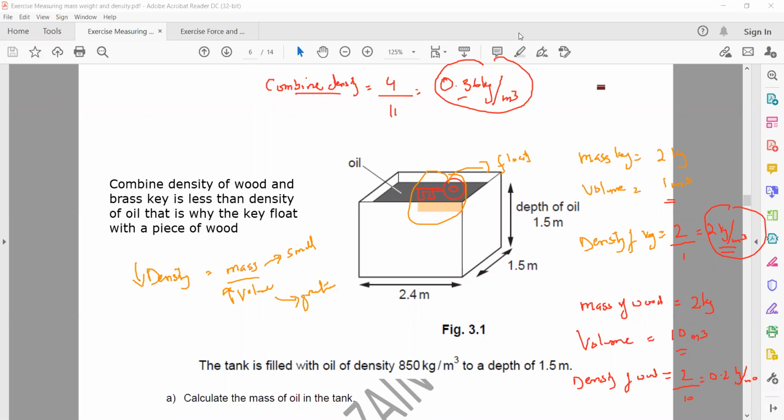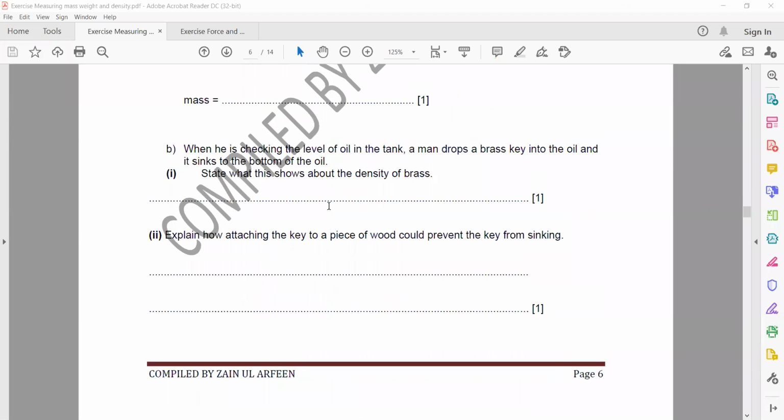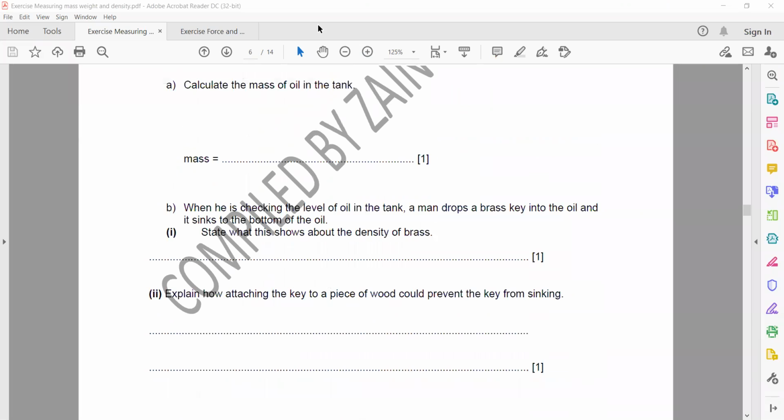The question was there in part 2B, they mentioned: explain how attaching the key to a piece of wood could prevent the key from sinking. So how does it prevent the key from sinking? When a key is attached with a piece of wood, their combined density or total density is less than the density of the oil. That is why they are floating.